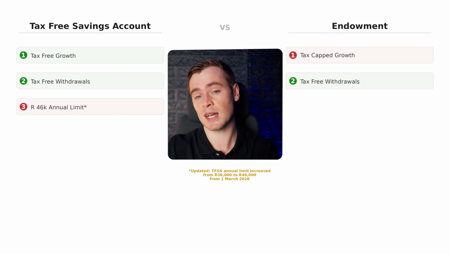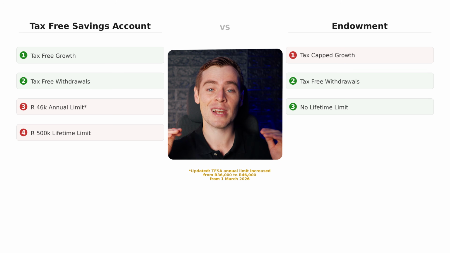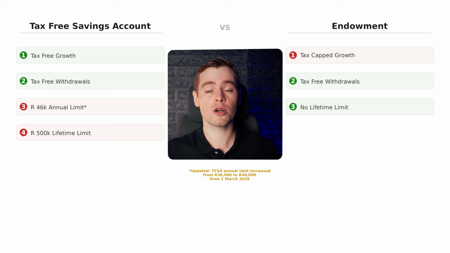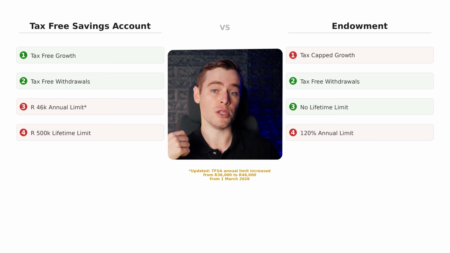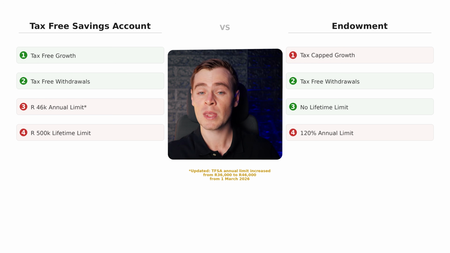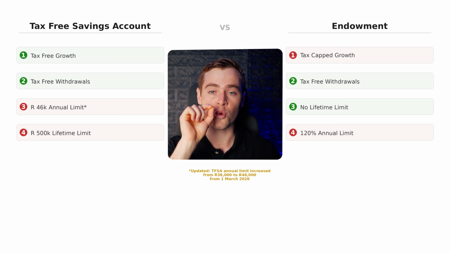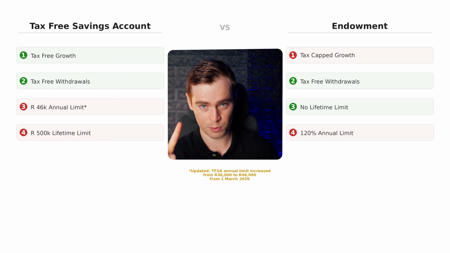Now, speaking of tax-free savings accounts, where you have a yearly contribution limit of 36,000 Rand and a lifetime limit of 500,000, an endowment has no lifetime limits, but it does have a form of a contribution limit called the 120% rule. What this means is you can contribute as much as you want for the first and the second year to an endowment, but from the third year onwards, your contributions are limited to 120% of the lower of the previous 2 years' contributions.